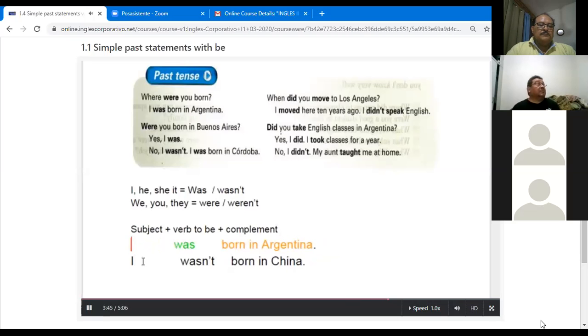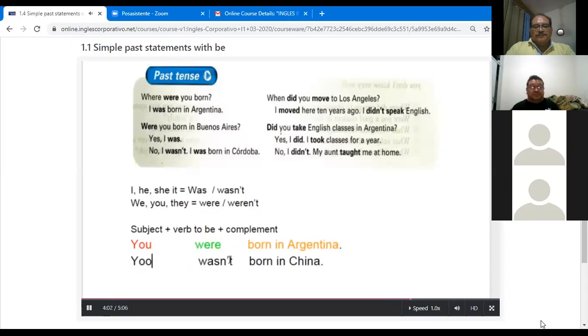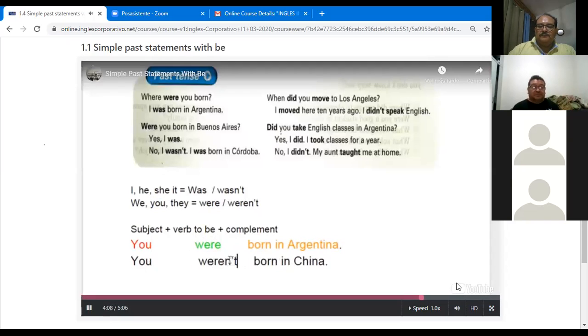Whenever we change the subject, now we use you. So therefore, we're going to have to use the verb to be were. And in our negative statements, that will be weren't. So, you were born in Argentina. And of course, we can say you in its negative form. So this will be, you weren't born in China.